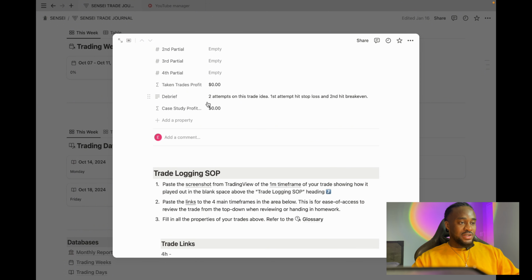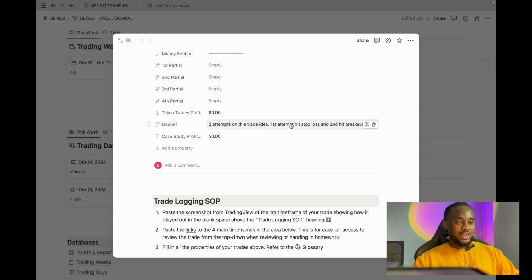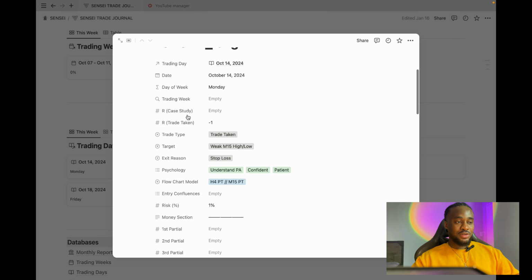The brief section, this section right here, is where you want to talk in detail about the trade and what happened during the trade. Here I just briefly stated 2 attempts on this trade idea. First attempt hit stop loss, second hit break even. I usually go deeper than this. In this case I wanted to make it brief, but usually I talk about everything that happened during the session, my thought process, the reasons why I took the trade, and more things that are not shown here.